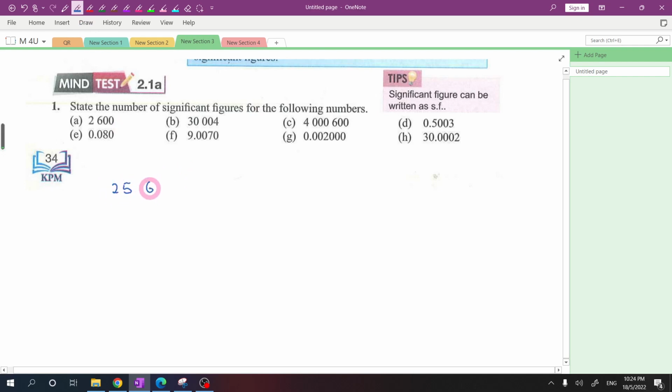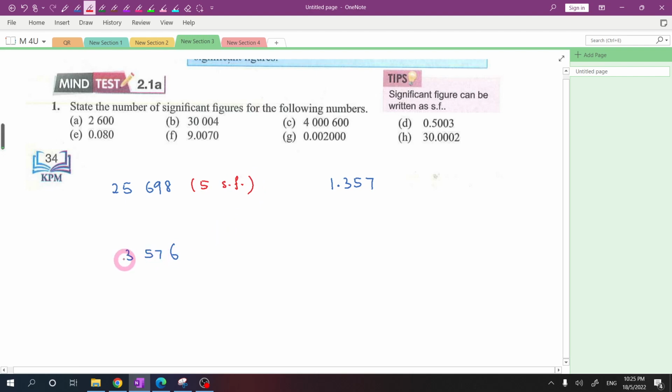2, 5, 6, 9, 8, 3, 5, 7, 6, 1.357. How many significant figures do we have here? You will notice that every single digit here is not zero, so all the digits are considered significant figures. Start counting from the left: 1, 2, 3, 4, 5. So we have 5 significant figures.